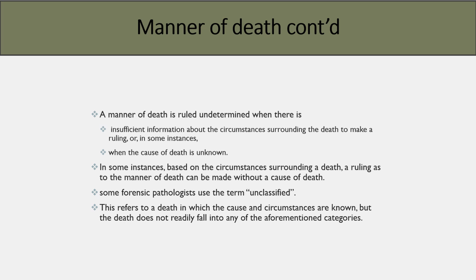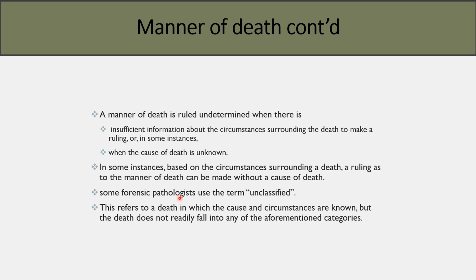But when is the manner of death ruled undetermined? A manner of death is ruled undetermined when there is, one, insufficient information about the circumstances surrounding the death to make a ruling, or in some instances, when the cause of death is unknown. This one is the most common one. When the cause of death is unknown, this is undetermined.